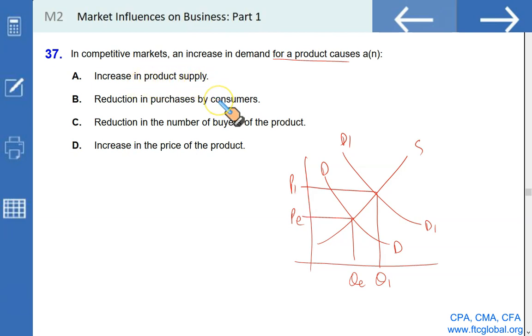Increase in product supply. Product supply has extended. Quantity supplied has extended because of the increase in price. Incorrect. Reduction in the purchasing by consumers. Now there are more purchases. Wrong. Reduction in the number of buyers of the product. There are more buyers. Increase in the price of the product. Absolutely right.